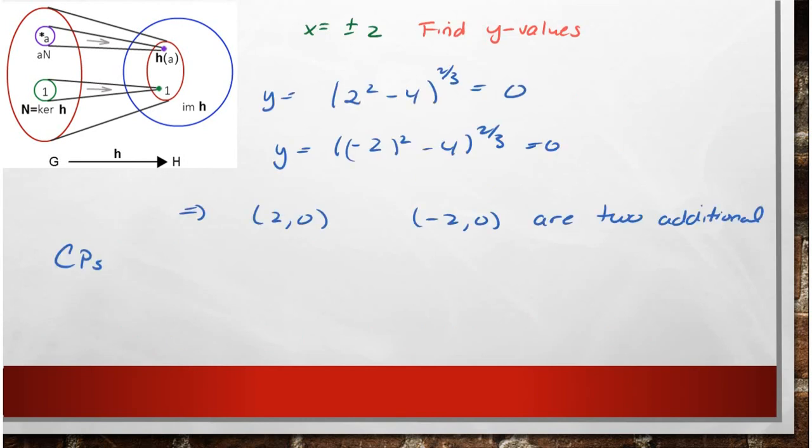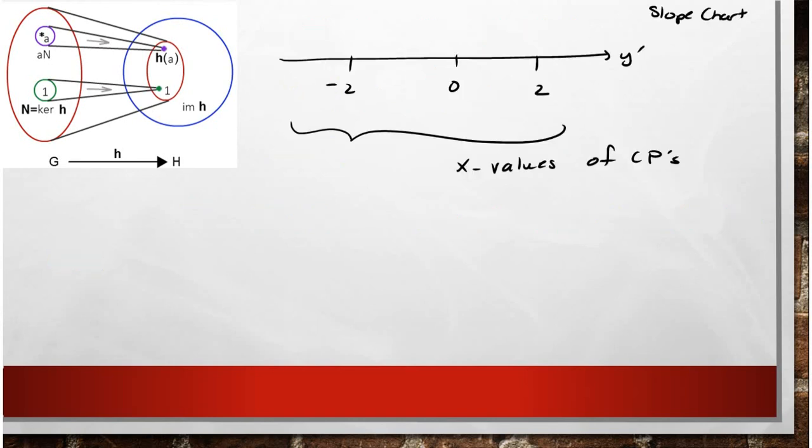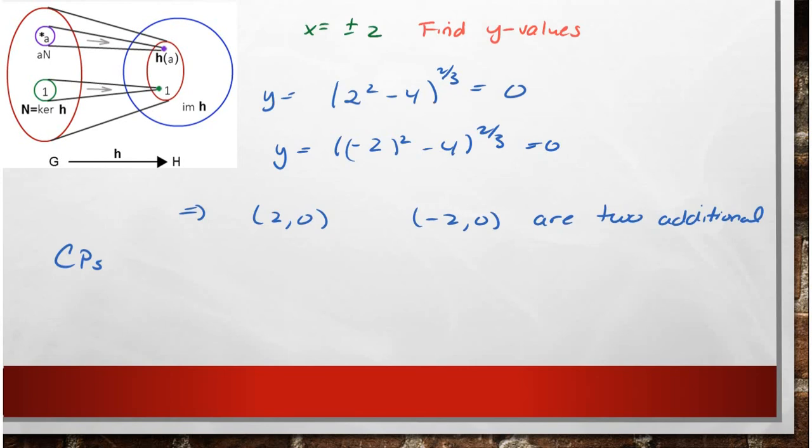Y values are easy, as they should be. I know that I'm right because I saw it on decimals already. So negative 2, 0 is one critical point, 2, 0 is the other one, and 0, 2.53 was the third one. Okay, so far, so good?